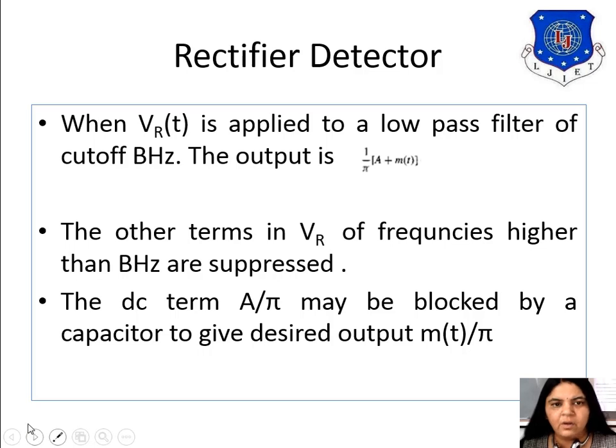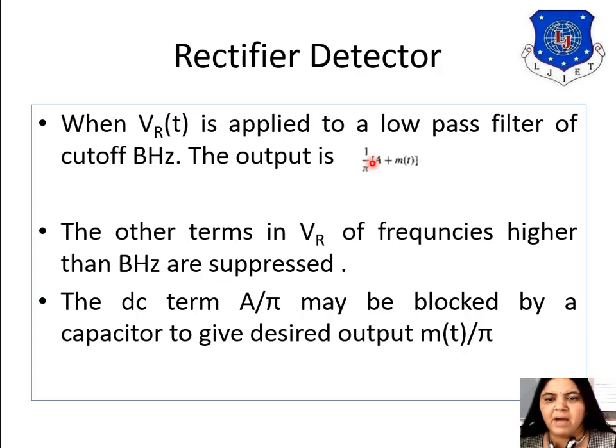So what we will do now is, when our V(t) is applied to the low pass filter of cutoff frequency B hertz, the output is 1 upon π times (A plus m(t)). So now we are passing them through the low pass filter and it will pass only the low frequency. All high frequency components are suppressed, okay.